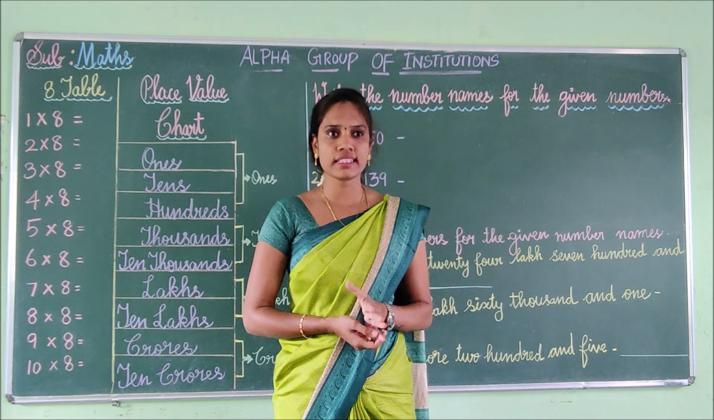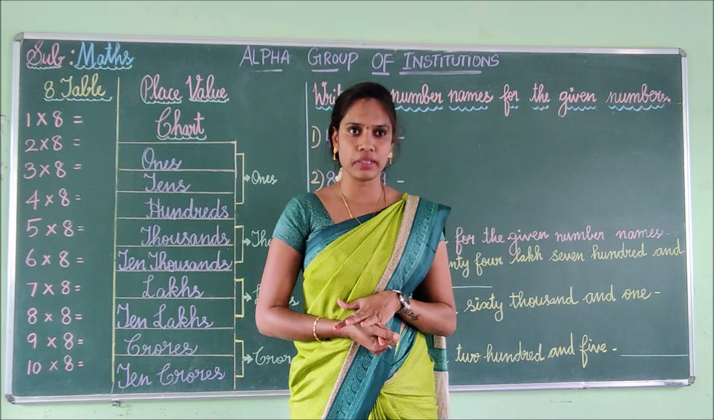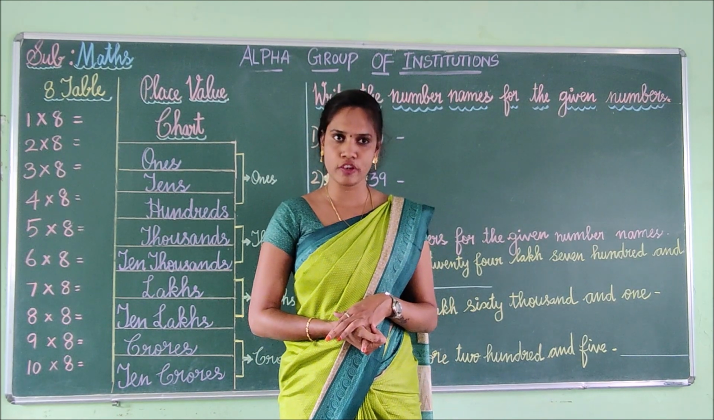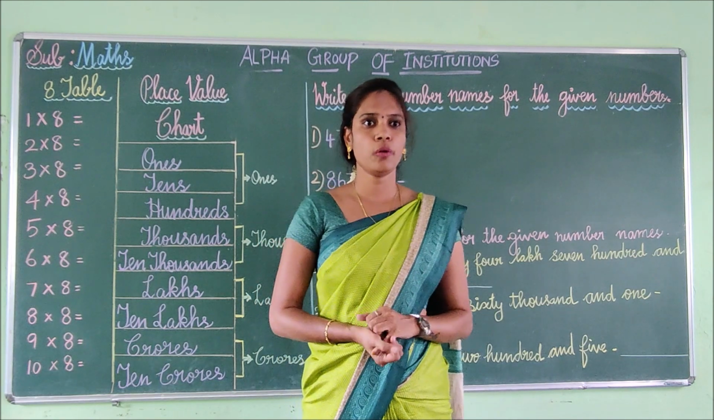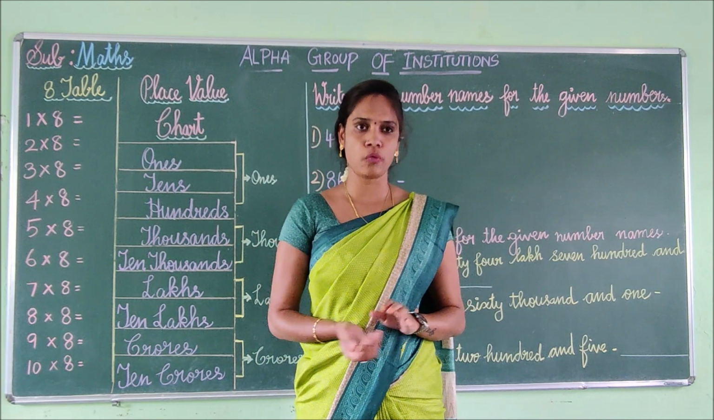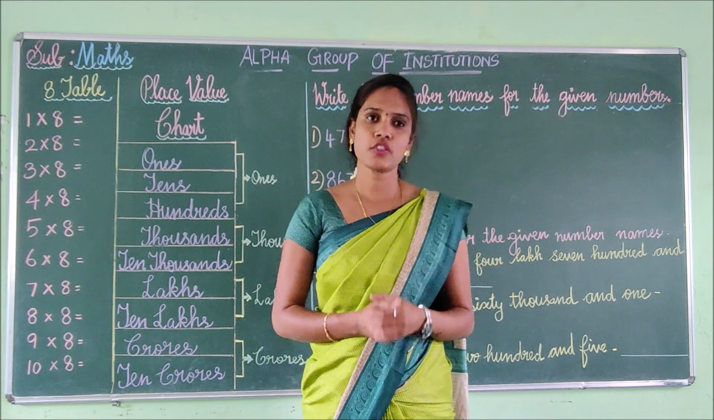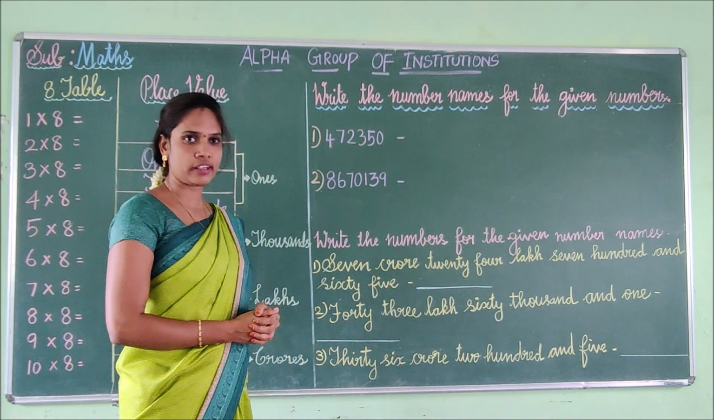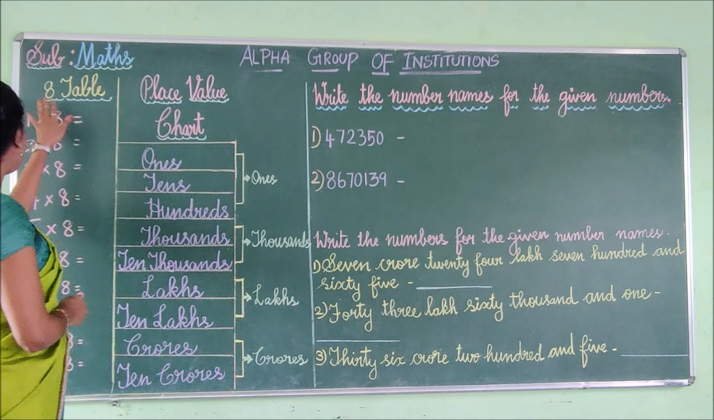So last class we have seen 7 table. Okay children, have you all practiced the tricks? Is it very easy for you? Fine. Hope you all learned 7 table. Now shall we move on to 8 table? So for 8 table also I have a simple trick children. Shall we start now? See here, 8 table.